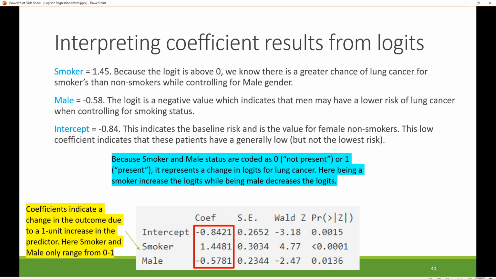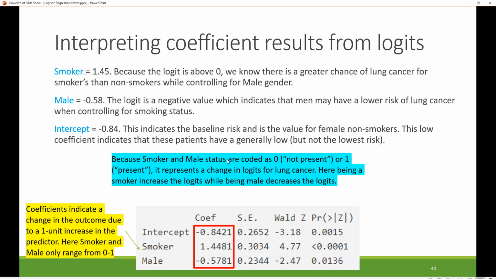So this is how we can interpret coefficient results from logits. For the smoker, that logit in the middle, in that red box, is about 1.45. Because the logit is above 0, we know there is a greater chance of lung cancer for smokers than non-smokers while controlling for male gender. For male, it is negative 0.58. The logit is a negative value, which indicates that men may have a lower risk of lung cancer when controlling for smoking status. And the intercept is negative 0.84.